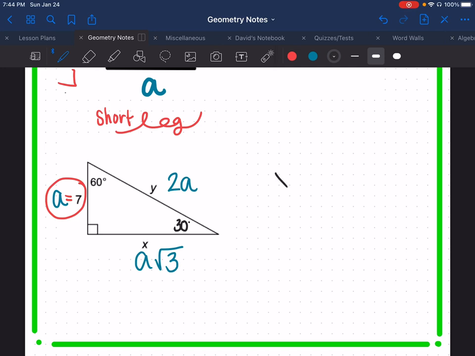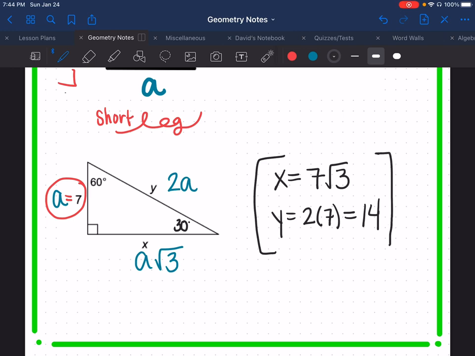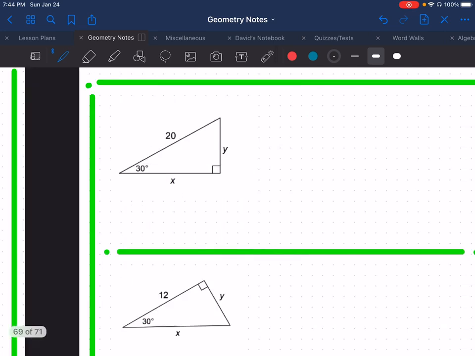So to find X, I'm going to put 7 times the square root of 3. And we're going to leave it just like that because the square root of 3 is a decimal. For Y, I'm going to do 2 times 7, because 2 times A is Y, which is 14. There's my answers. Okay, label, label, label. Let's take a look at a couple more problems.